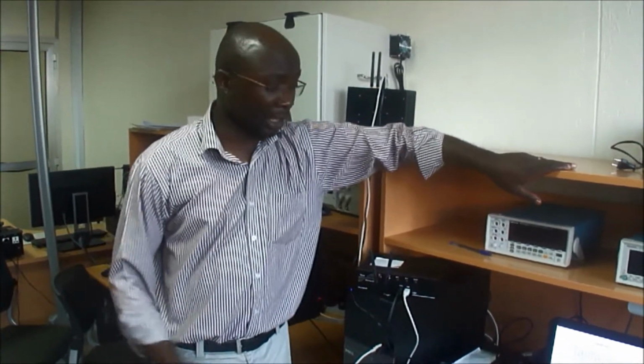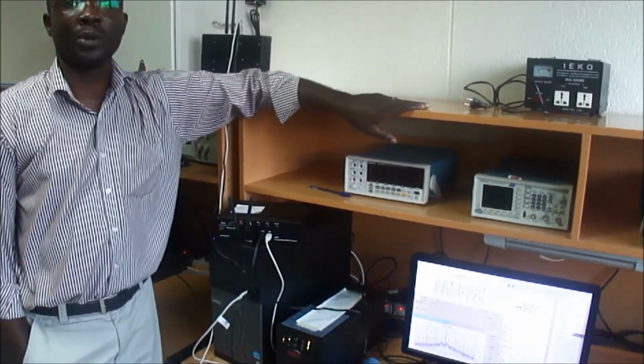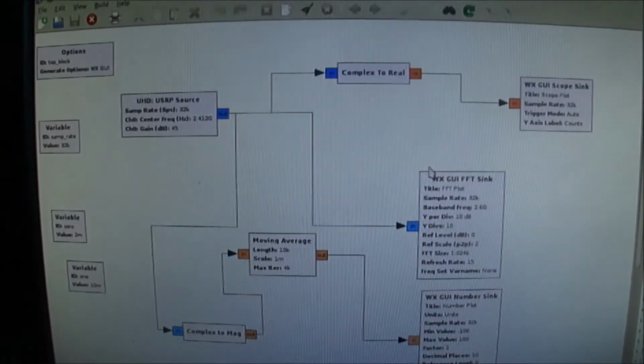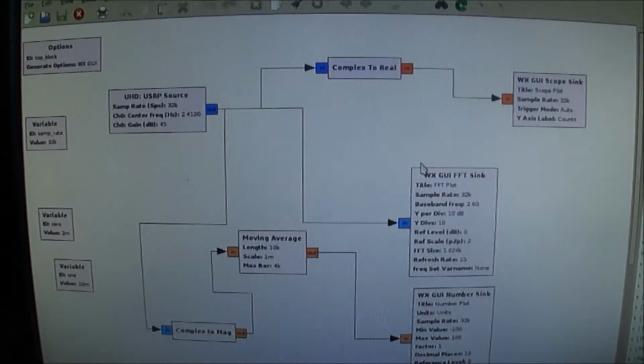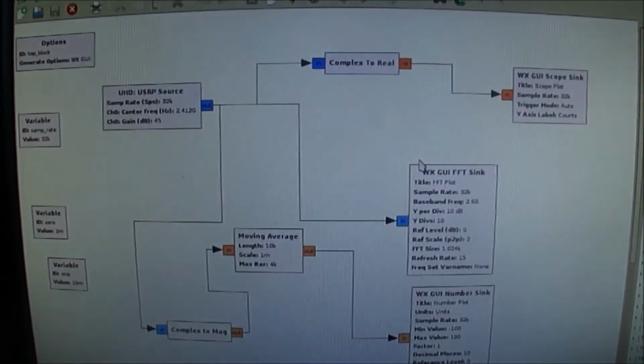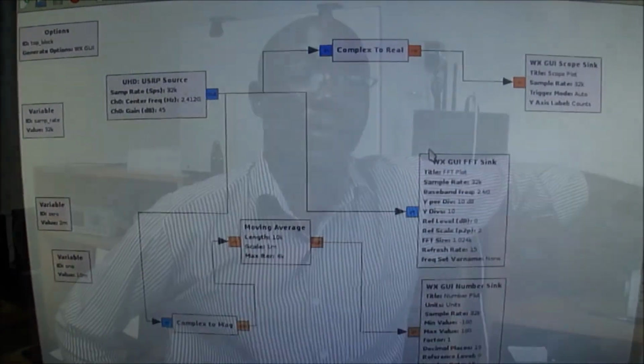The receiver is made by a USRP connected to a Linux client, and the client is running GNU Radio software. Our receiver block diagram is mainly made by a USRP signal receiver and three sinks: a scope sink, FFT sink, and a number sink, which help us to capture all data in real time. For each experiment round, we are measuring two independent transmissions and one concurrent transmission.